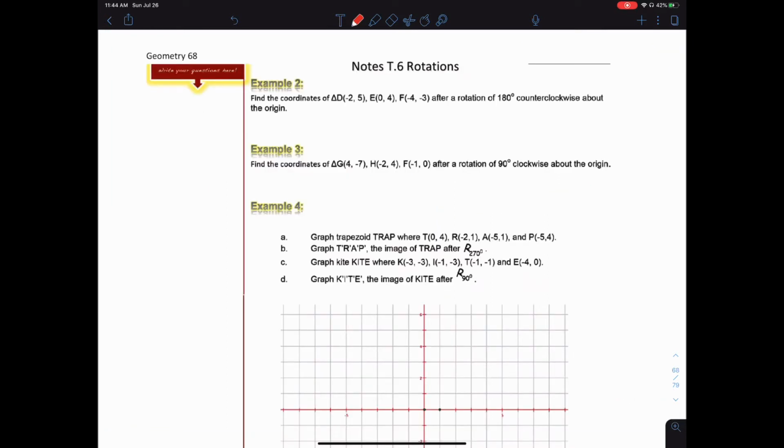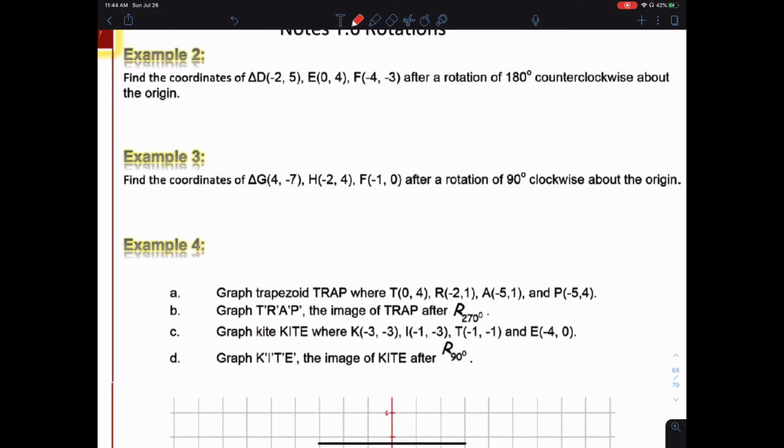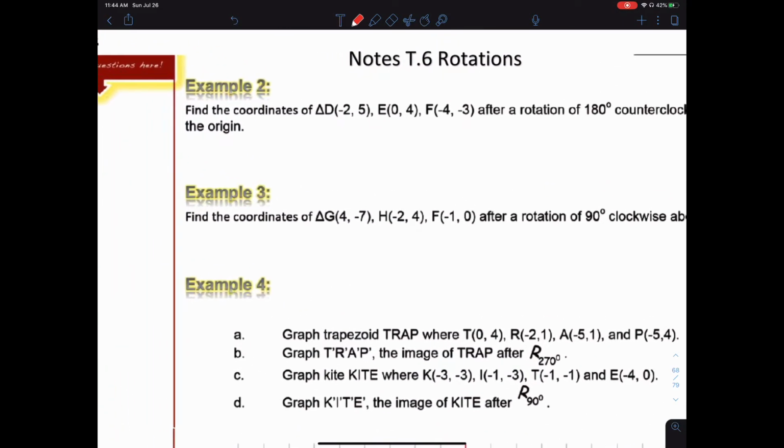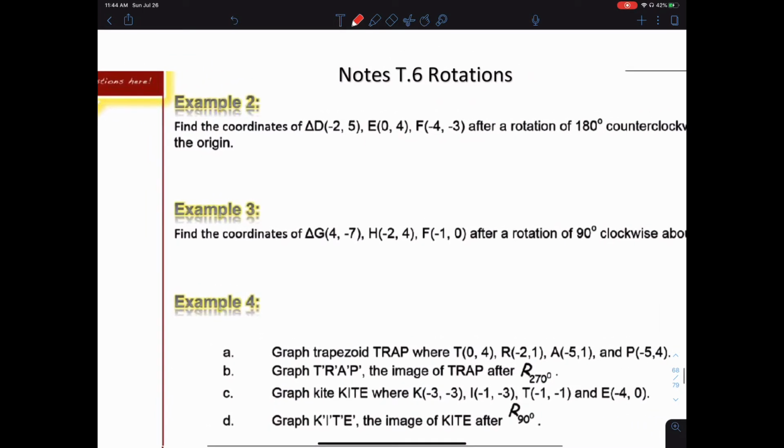Example 2: find the coordinates of the image after the preimage DEF has a rotation of 180 counterclockwise about the origin. So here's how I would go about doing this. I write down the rule, first of all. I don't know this rule directly, but I know 90 degrees counterclockwise is going to become negative y, x, and then 90 degrees more is going to become negative x, negative y.